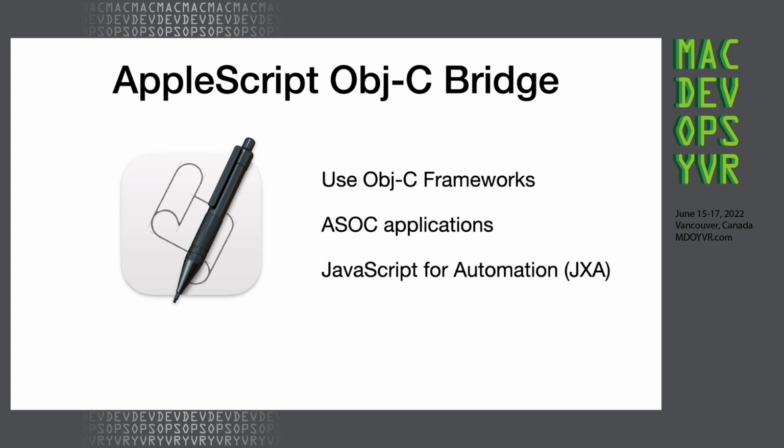You can also use JavaScript for Automation for this. JavaScript for Automation is basically the same AppleScript functionality, but with a JavaScript interface rather than the native AppleScript language, which some people find odd. And because JavaScript is closer to C, or Objective-C, in its implementation, it suits itself a bit better for the Objective-C bridge than the native AppleScript. It's kind of gotten a bit of a revival for that.